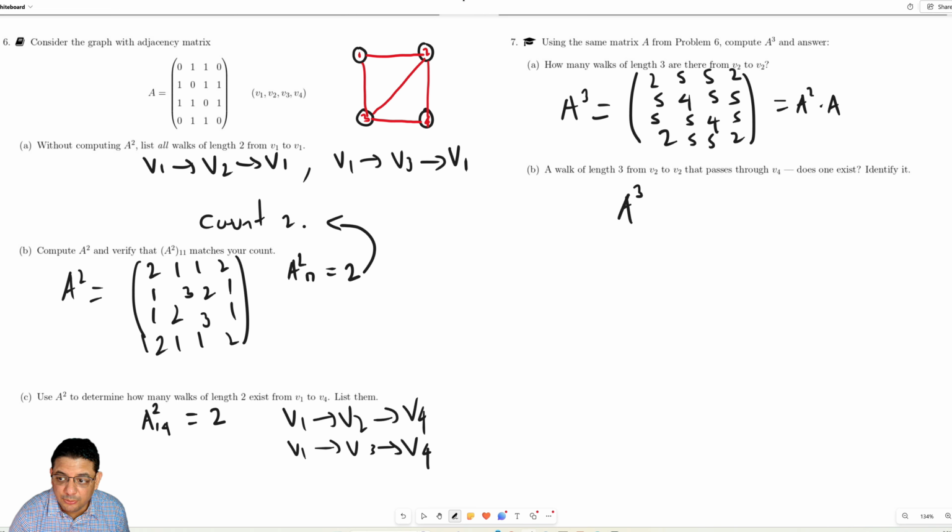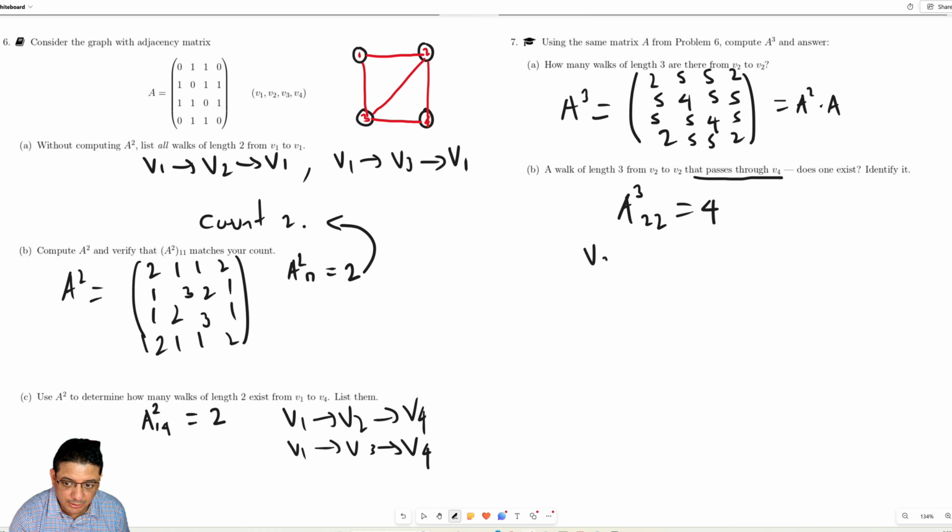That's going from B2 to B2, and that entry is 4. So we have 4 walks from B2 to B2, right? But we have a second condition, that the walk passes through B4. And so we want to identify that. So we can list those walks. Essentially, the graph is still going to be the same. And so there are walks of length 3 that go from B2 to B2, so B2 to itself. And so I can go and check those.